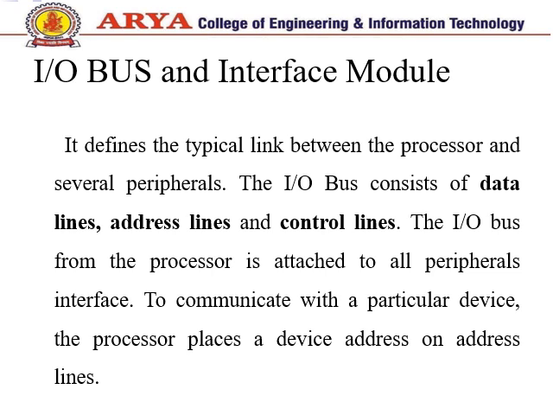Input output buses and interface module. It defines the typical link between the processor and several peripherals. The input output bus consists of data lines, address lines and control lines. The input output bus from the processor is attached to all peripheral interfaces. To communicate with a particular device, the processor places a device address on address lines.